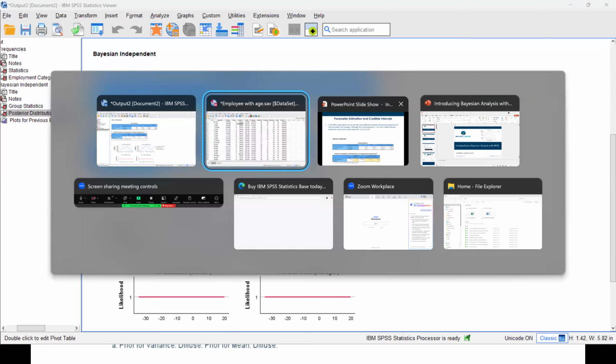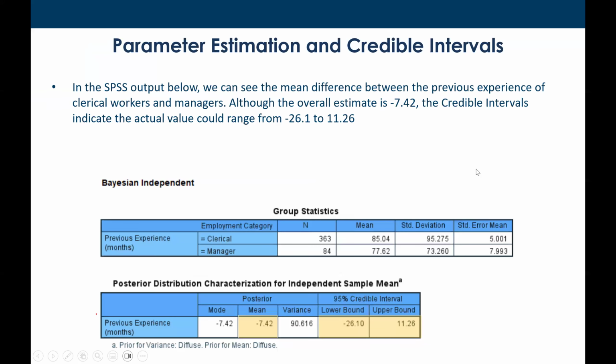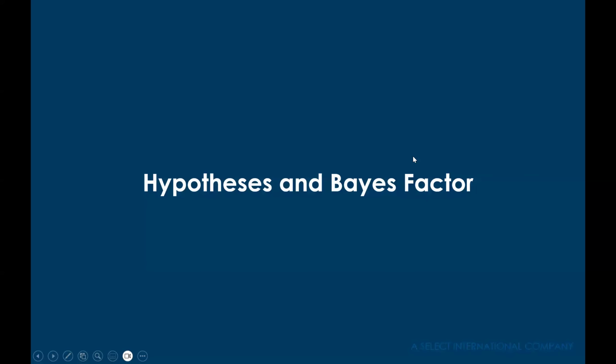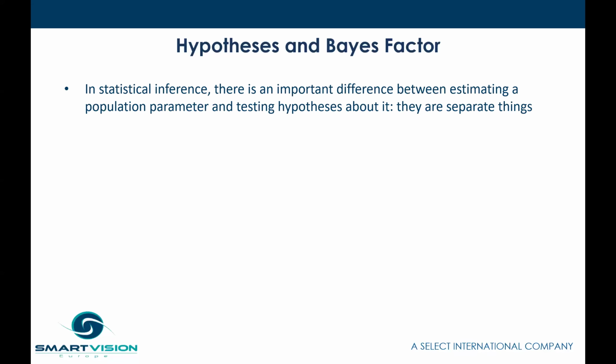Okay, so that's one way in which we can use Bayesian statistics to try to compare these groups. What else? It says, in other words, there's not much evidence that one group has more previous experience than the other. What about hypothesis testing? Can we not do that with Bayes factors, sorry, with Bayesian analysis? Well, it turns out in statistical inference, there is an important difference between estimating a population parameter and testing a hypothesis about it. They are separate things.